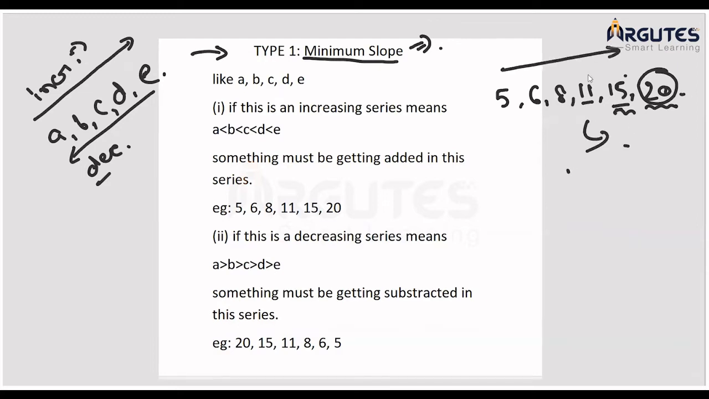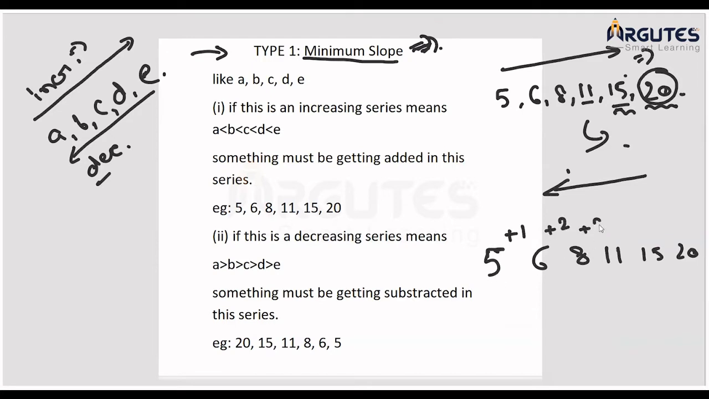If it is in increasing order, something must be getting added; if it is in decreasing order, something must be getting subtracted. So we just recognize that this slope is of the nature minimum slope. Now how will we approach this question? Once you have recognized that the slope is minimum slope, just start writing 5, 6, 8, 11, 15, 20. How do you reach 6 from 5? You added 1, then you added 2, then 3, then 4, then 5. In the end, you will add 6 and the answer will be 26.